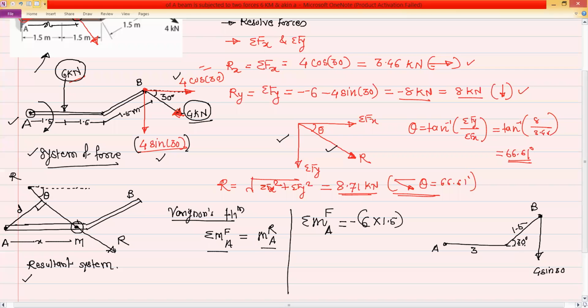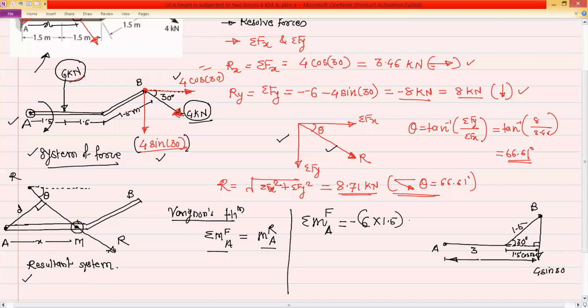So to find out the perpendicular distance, this total distance is nothing but the perpendicular distance. So this is equal to 3 plus this distance, which is 1.5 cos 30. So the total perpendicular distance is 3 plus 1.5 cos 30.